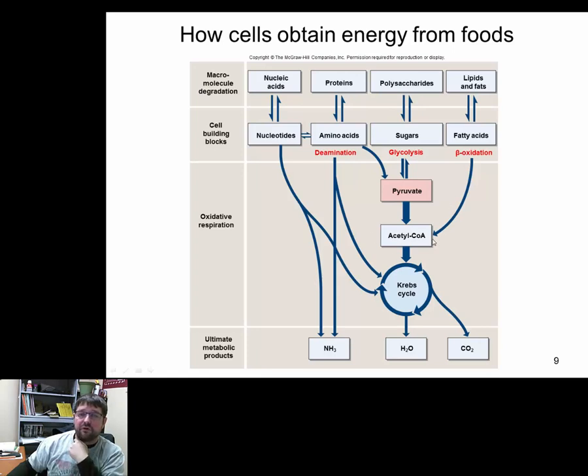And eventually, if you have too much energy, no matter what, it's going to be stored as fat. Doesn't matter if you're consuming too much protein, too much lipids, or too much polysaccharides. Okay, so removing certain groups from your diet is never a good thing.